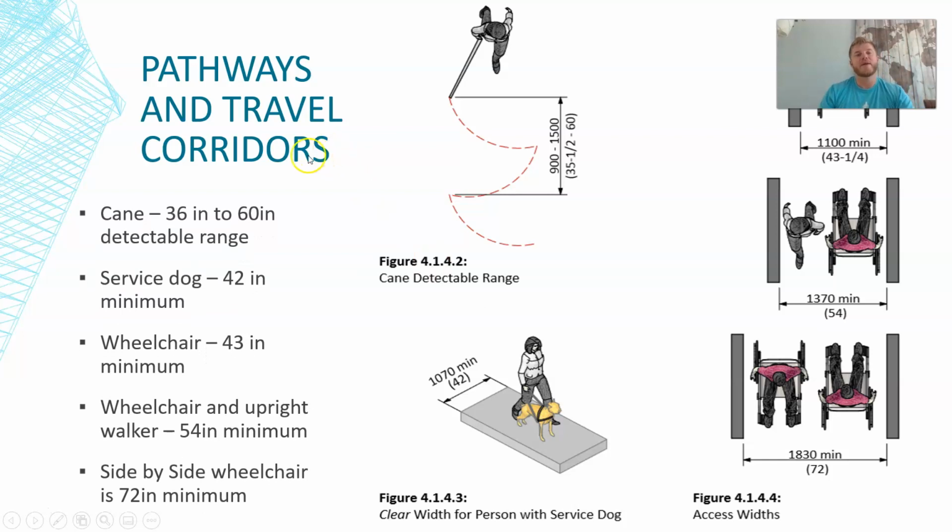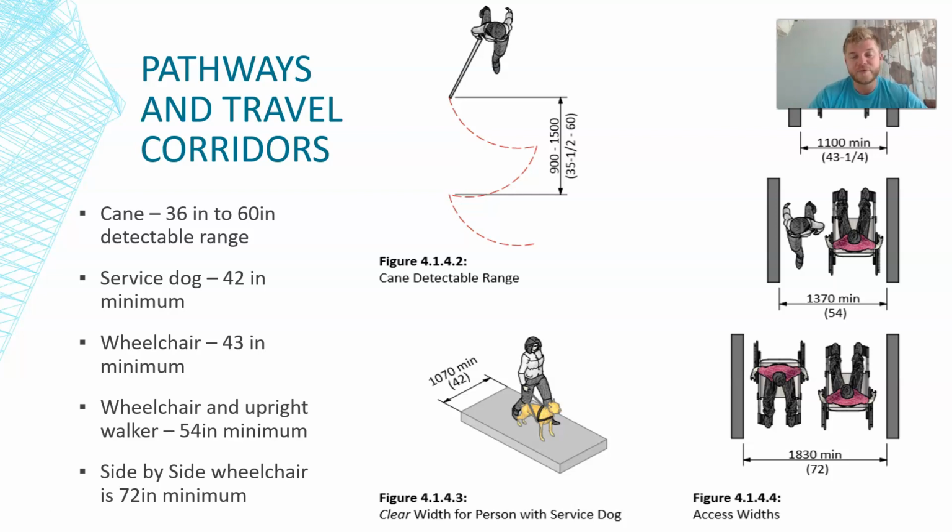This is just some pathway and travel corridors. Now, it's just smart to think about the largest area possible. So a side-by-side wheelchair is 72 inches minimum. What is that? That's 7 feet. So 7 feet. Now, we said it must be 5 feet, your travel corridors, as a minimum.